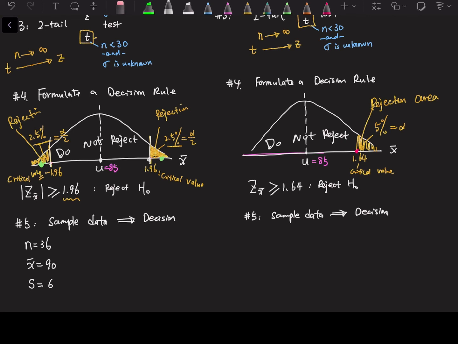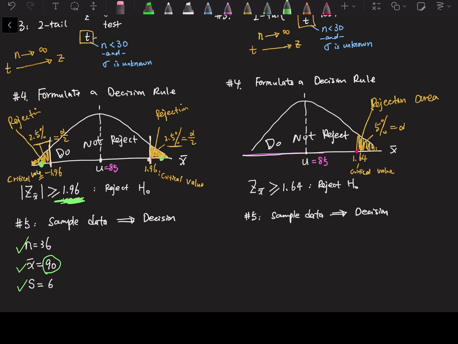You should know that in practice, you always know the number of observations in your spreadsheet, and you can always compute the sample mean and the sample standard deviation. So now you know the value of x bar is 90, but you should ask whether 90 is more extreme than 1.96 standard deviations above the mean, or less extreme.